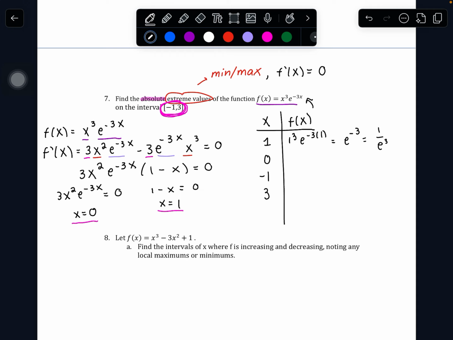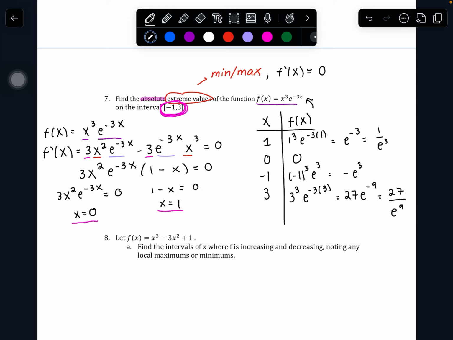If I plug in 0, I'm just going to have 0 times something, 0. If I plug negative 1 in, negative 1 cubed e to the negative 3 times negative 1 gives me e to the 3. So I'm going to have negative e cubed. If I plug 3 in, I'm going to have 3 cubed e to the negative 3 times 3. So we're going to have 27 e to the negative 9. Okay, which is 27 over e to the 9.